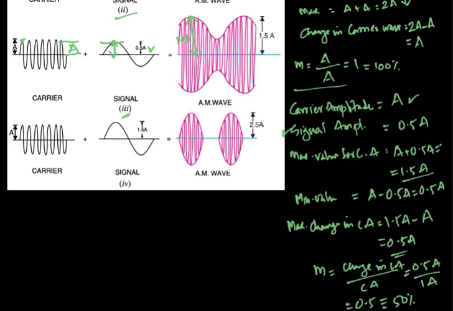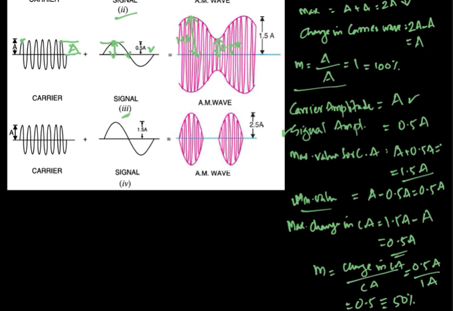And the next one, the minimum value of the amplitude of the carrier modulated wave, is given by A when the maximum value of this one is added up with the minimum value of this signal, that is 0. So that gives you 1 A minus 0.5 A, so that is 0.5 A. So this is the minimum value, that is this one.